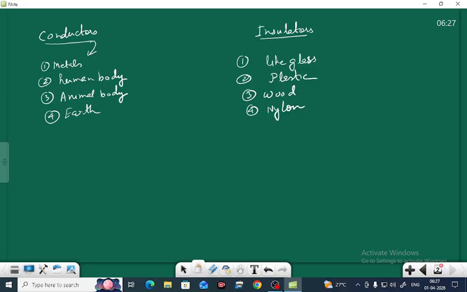Besides that, there is also a third category known as semiconductors. This is the first category, conductor. This is the second category, insulator, and the third category is semiconductors. So what is a semiconductor? There is a third category called semiconductors which offer resistance to the movement of charges, which is intermediate between conductors and insulators.